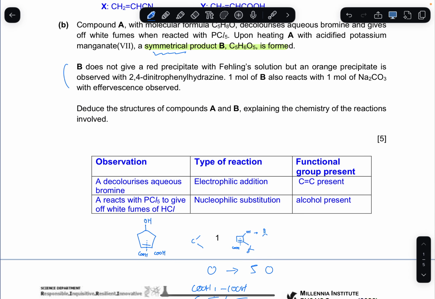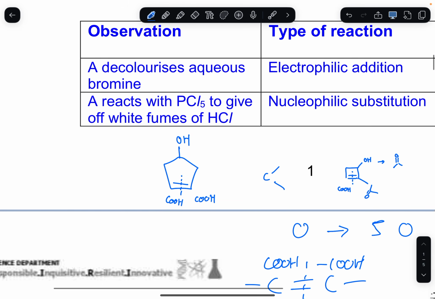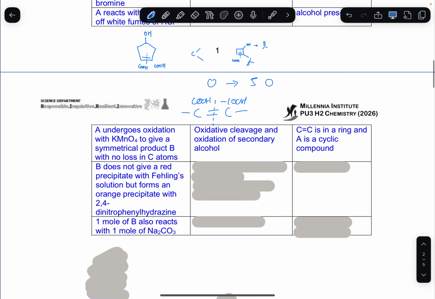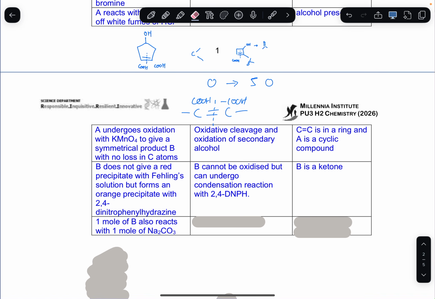Now, sodium carbonate is a distinctive test for COOH. So this tells you there is no carboxylic acid group. Okay? So it does not undergo acid-base neutralization. That's the reaction with carbonate. So no carboxylic group, that's the functional group deduction.